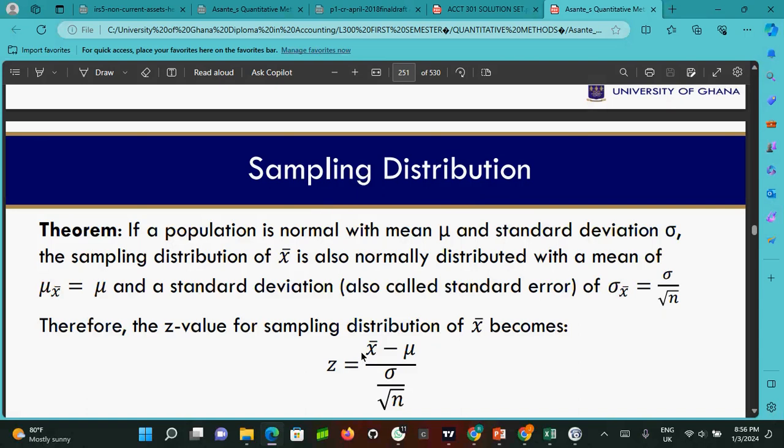If you remember, the previous formula was the sample mean minus the population mean, all over the standard deviation. But here they've added the root of the number of samples, the sample size, to this.